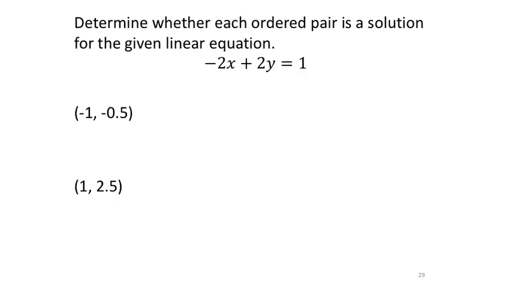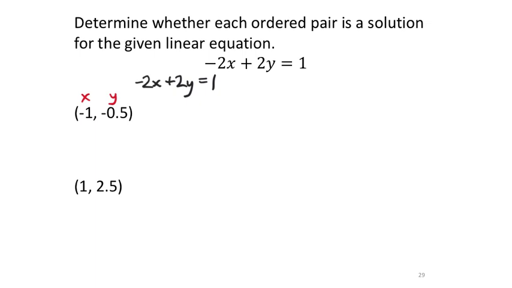This one, determine whether these ordered pairs are solutions for this equation. No problem. So once again, we'll start with this one. We got x value of -1, y value -0.5. So, oh good, I got my trusty calculator. Our equation is -2x plus 2y equals 1. Now, like I said, I'm going to do this calculation, but the calculator is going to do the heavy lifting for me right here.